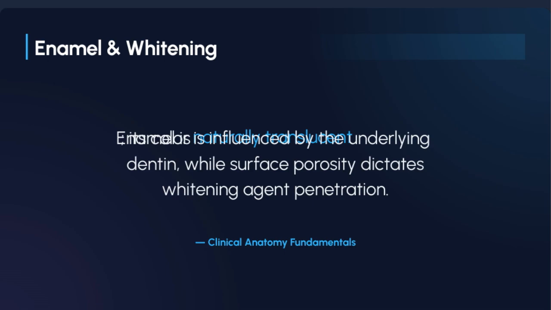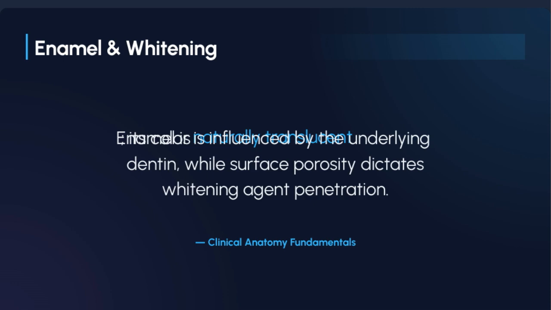Let's take a closer look at some fundamental aspects of clinical anatomy related to enamel and whitening. First, the color of the enamel is actually influenced by the underlying dentin, which can impact how the tooth appears. Now, surface porosity plays a crucial role too. It determines how well whitening agents can penetrate the enamel. Think of it like tiny channels that allow the bleaching agents to reach deeper layers. Enamel itself is naturally translucent, meaning light can pass through it to some extent. This translucency is key because it affects how whitening treatments will look and how effective they can be.